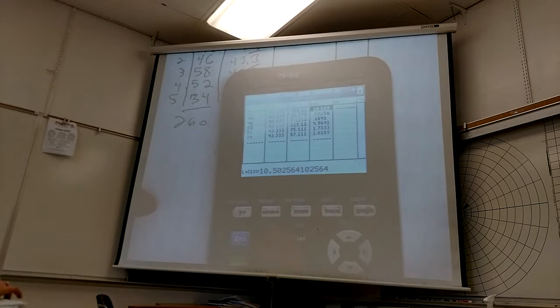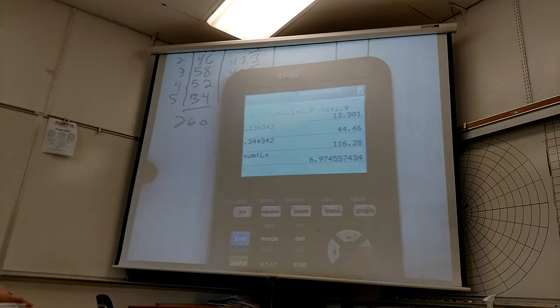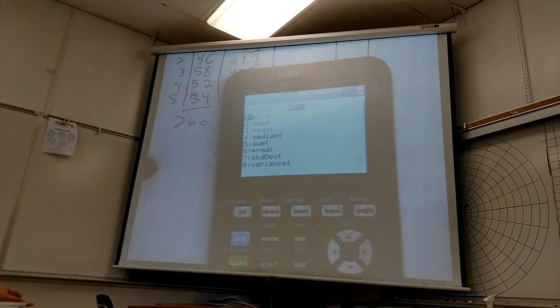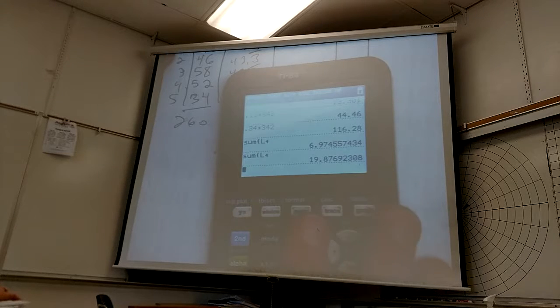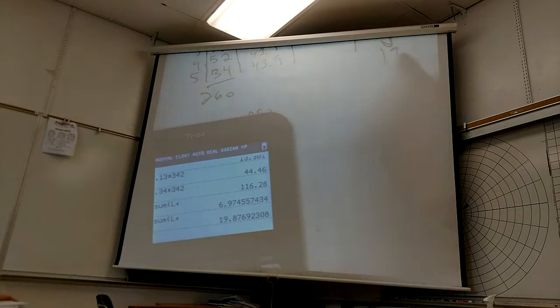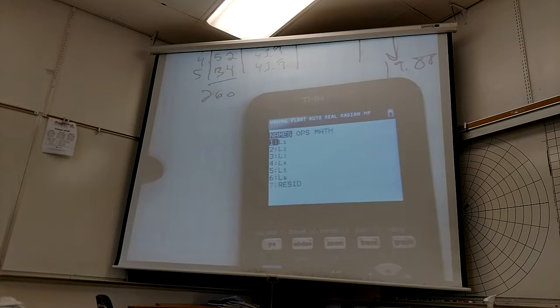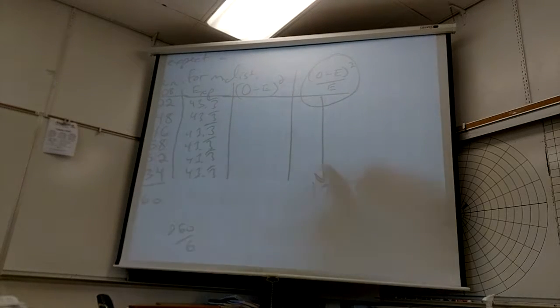Go to second stat to get the list, because then I can do math on my lists. Math, I want to do sum, it's the fifth one. I want to sum up all four. I get 19.88. Wait, I lost it. Alright, here we go. Second stat. That's the chi-square for this.